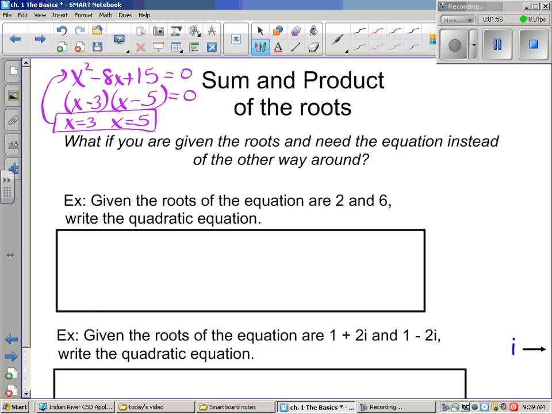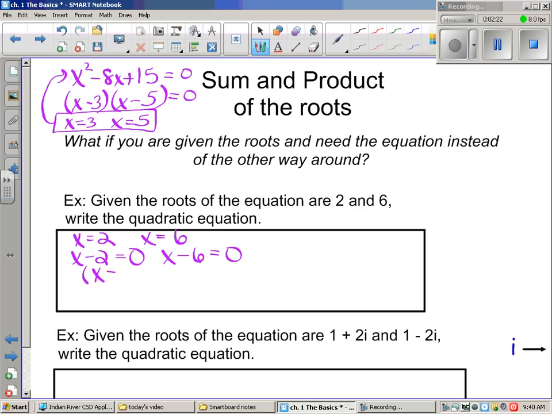Is there a way to instead go from these answers to this without having almost like a reverse? Some students actually choose to do that. They say, okay, I have x equals 3. So in this case here where you have the 2 and the 6, they might say, okay, x equals 2 and x equals 6. So one option is you could say, all right, I'm going to bring that 2 to the other side, make it equal to 0, bring the 6 to the other side and make that equal to 0, and then multiply them together. Could you do that?